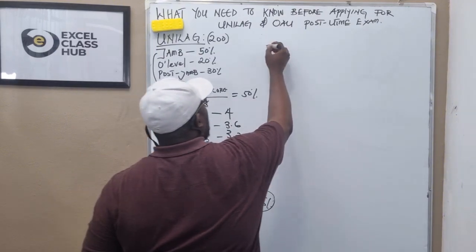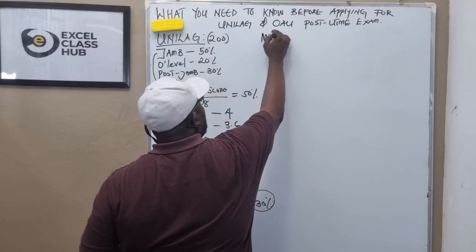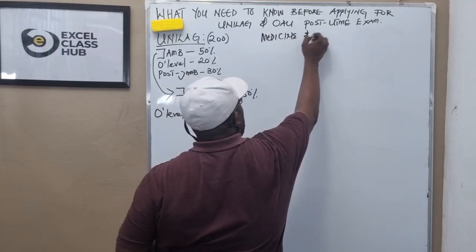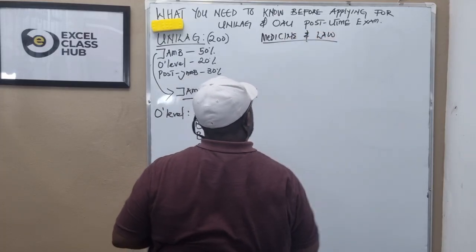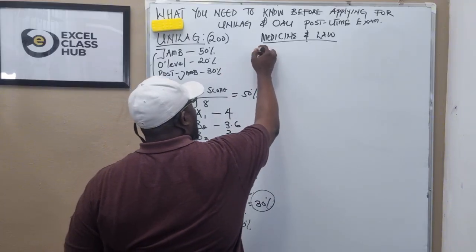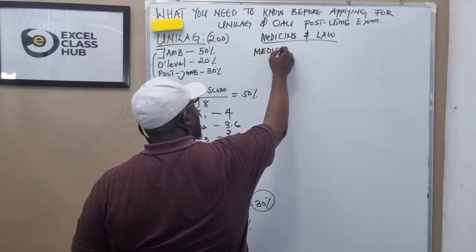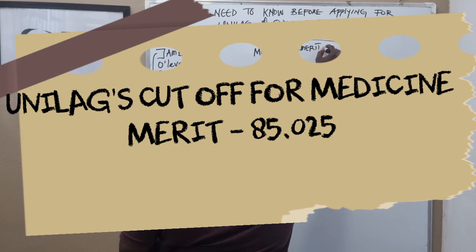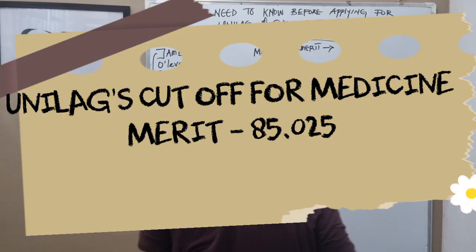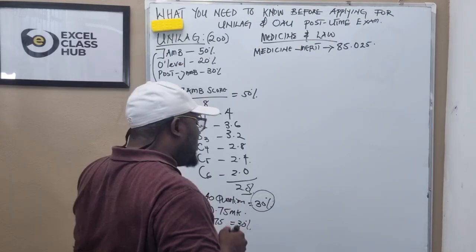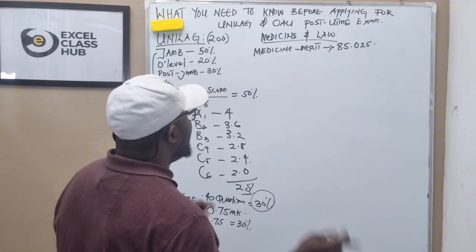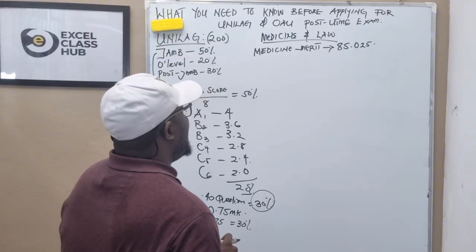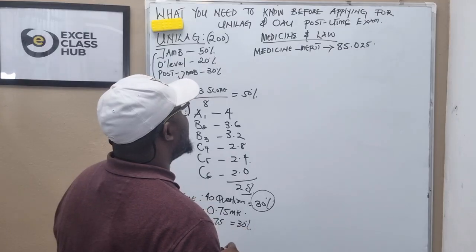Now, let's use medicine and law as case study. For medicine, in Unilag, your merit cutoff for medicine is 85.025. That is the merit score for people that are not part of the catchment that chose Unilag as first choice.